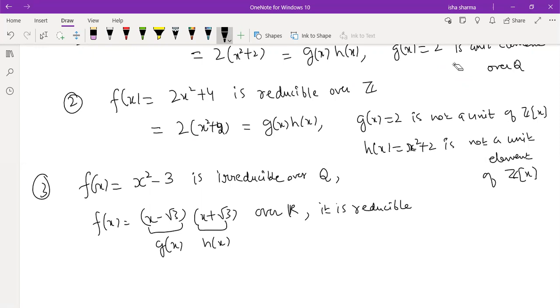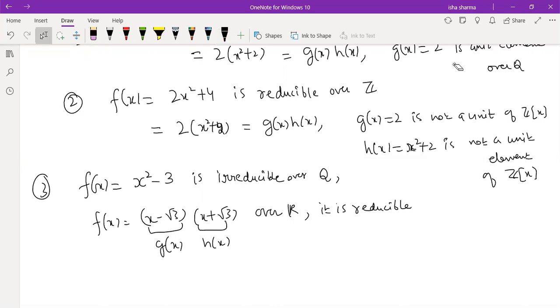The definitions are just for the understanding of the concept, but when it comes to the questions, we should have some mathematical way or some better technique to identify whether a given polynomial is reducible or irreducible. So we will have certain results and certain irreducibility tests, which will help us identify the reducibility of a polynomial. Before that, I'll tell you a result.